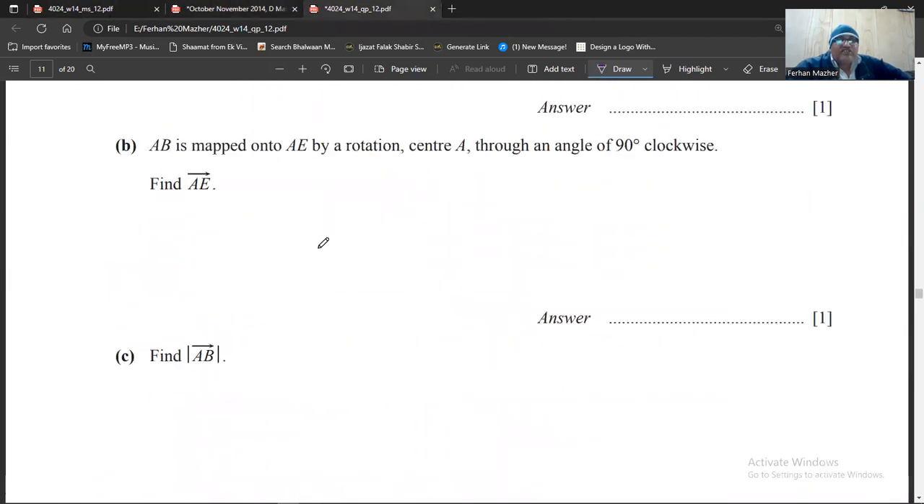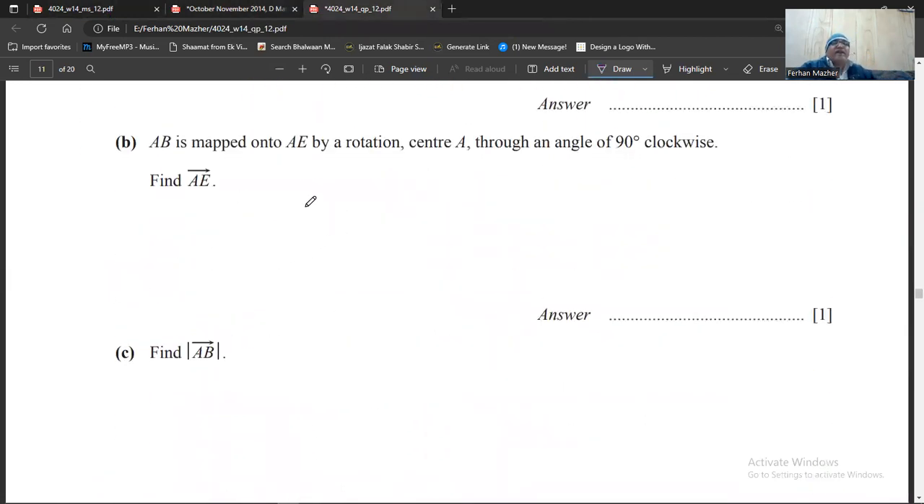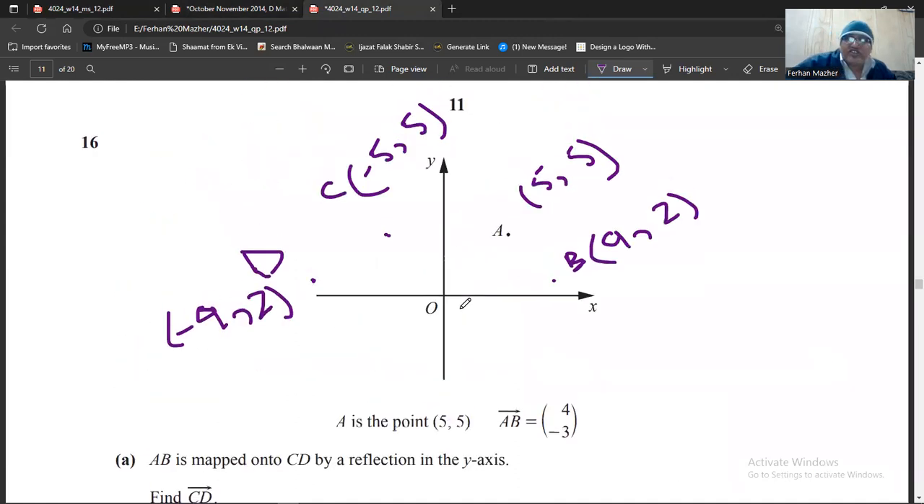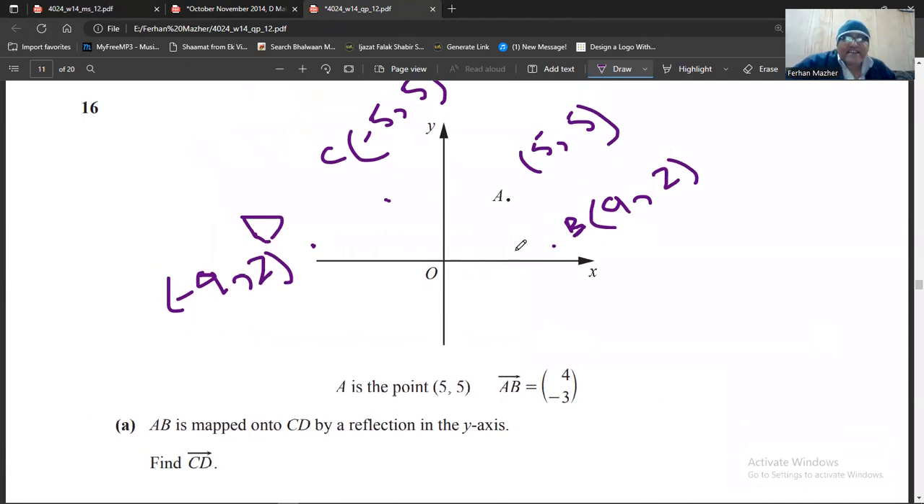Okay, then their question is: AB is mapped onto AE by a rotation, center A, through an angle of 90° clockwise. So AB is mapped onto AE by a rotation. Because A is here, A itself is the center of the rotation. Try to understand this technique, how I do this.